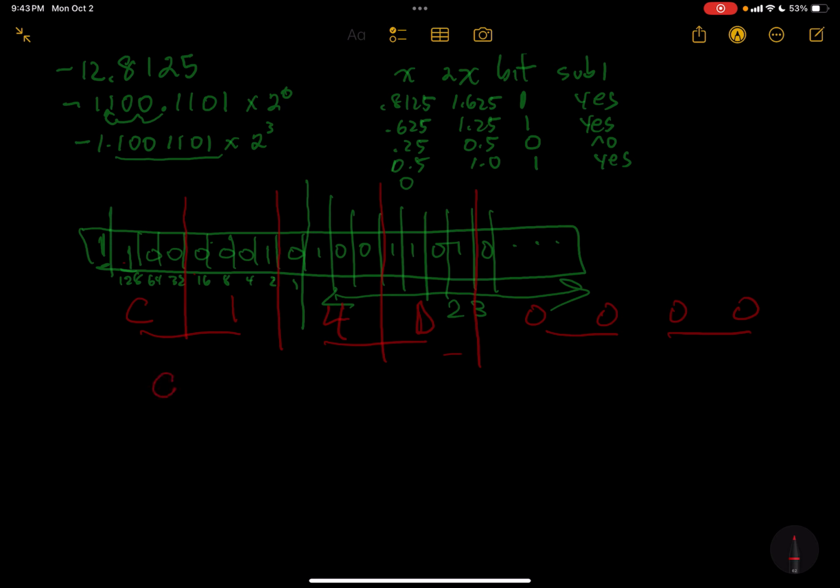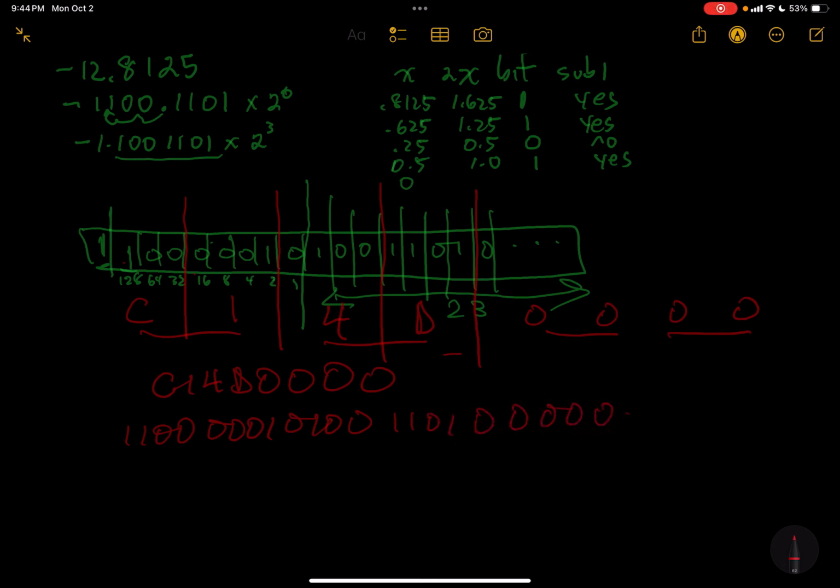Suppose I said I've got the number C1 4D 0000. You would write C, you would write 1, you would write 4, you would write D, and then zeros, like that. So this is the IEEE 754 format. We're now trying to show what it looks like in base 10.